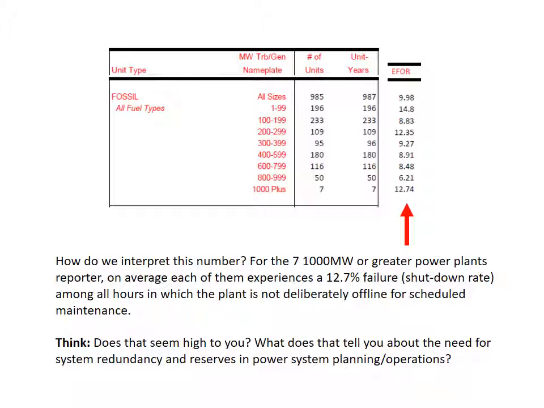So what NERC does is they get all this information and they make it anonymous, and they group all the statistics by category. So this table here shows all fossil power plants, so that would include natural gas, coal, and even oil. And they group it by size, and size here meaning generation capacity, from 1 to greater than 1,000 megawatts. And then you can see the number of different units that were reporting. We have a total of 985 fossil units that were reported. And then we see the equivalent forced outage rate listed all the way to the right for each size class.